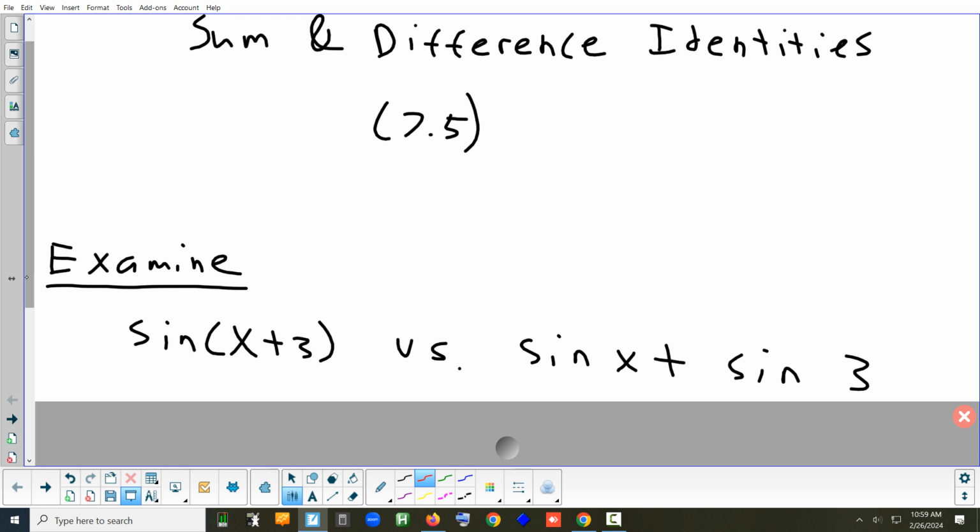Does anyone agree or disagree with left 3? What do we think? Jacob, what do you think? I think left 3. Yeah, it moves it left 3. So we know that this is the basic sine function shifted left 3. What's happening in the second one? What is it?